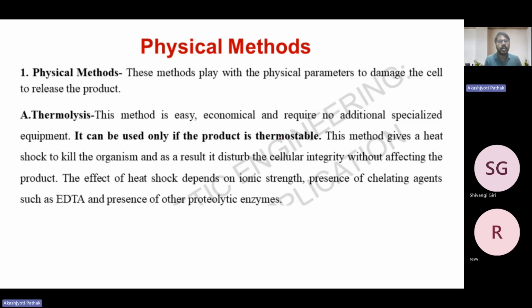If you want to isolate a protein from your host cell, and the protein is very unstable, and you keep it at a temperature of 95 degrees Celsius to lyse the bacterial cell, the protein that you isolated will get denatured at such a high temperature. That will be of no use, isn't it? This method gives a heat shock to kill the organism, and as a result, it disturbs the cellular integrity without affecting the product. The effect of heat shock depends on ionic strength, presence of chelating agents such as EDTA, and presence of other proteolytic enzymes.